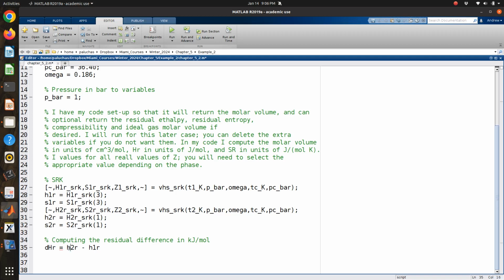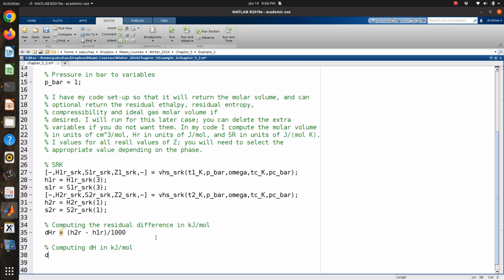Oh, and I get to divide by 1,000. Then computing, I'm just going to call it DH in kilojoules per mole. Remember, DH is just Q. So DH is just going to be DH ideal gas plus DH residual.